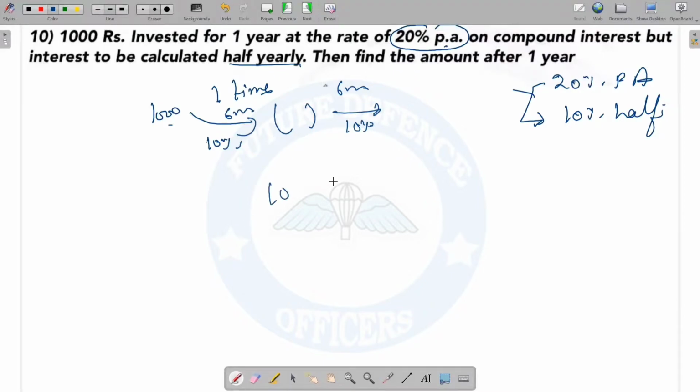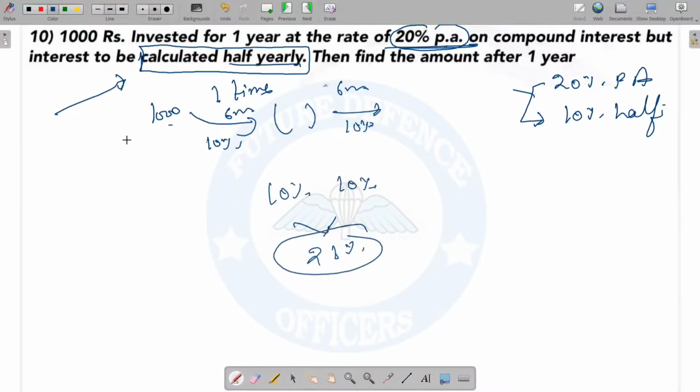So our aim is to merge 10% together. This will give us the same answer, because 2 time periods are there, because we are calculating half yearly. The interest has been given per annum. We will convert our percentage as per the requirement of the question. The question is calculating half yearly, so we will do it on that basis. If you merge, you will get 21%. As previously we have done, 10% with 10% merging, we got 21%. Now 21% of 1,000 is the amount to be calculated.